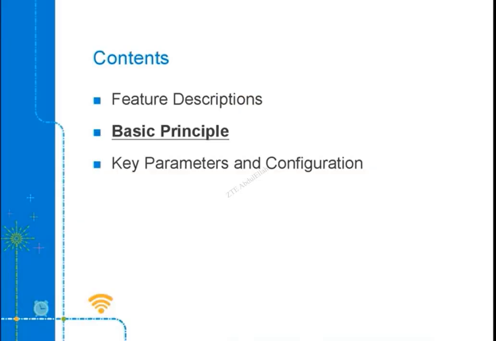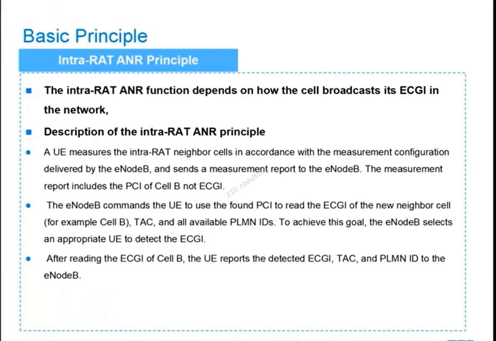So let's see the detailed basic principles. We know in the ANR, there is one basic function, the intra-RAT ANR function. That is, in the LTE system, if we want to add LTE neighbor cells, this cell is an intra-RAT cell. So this function depends on how the cell broadcasts its ECGI in the network. In the LTE system, the cell global identification is the ECGI. So it will map to the PCI.